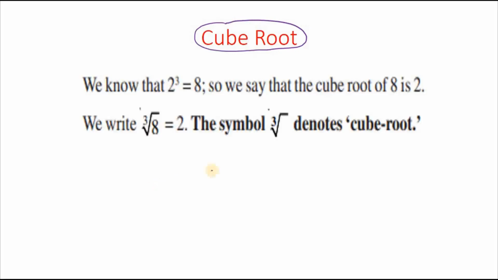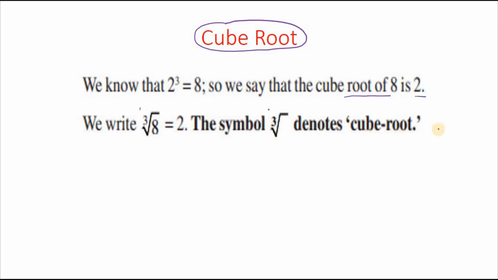Let us now learn to find the cube root of any number. Let us understand what cube root means. We know that 2 cube is equal to 8. So the reverse we can write: the cube root of 8 is 2. This is how we write it. We draw this symbol and write 3 up here. So this is the cube root of 8. This symbol denotes cube root.